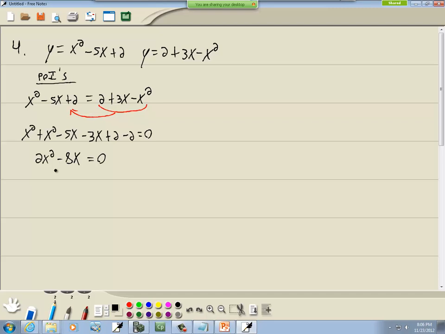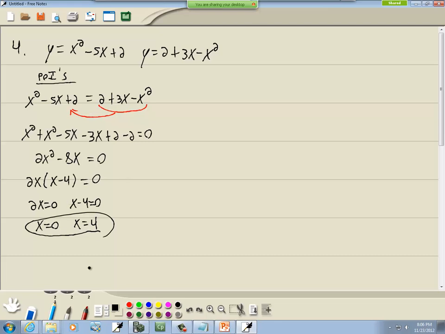Now this is pretty easy to factor. We just factor out the GCF, which is 2x. And that gives us x minus 4. Zero factor property: you get 0 on one side, you factor the other side, you set each factor equal to 0. So I set 2x equal to 0, and x minus 4 equal to 0. Now here I divide both sides by 2, and I get x equals 0. And here I take negative 4 to the right side, and it becomes a positive 4. So these are going to be our POIs.